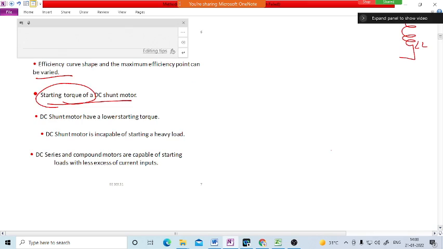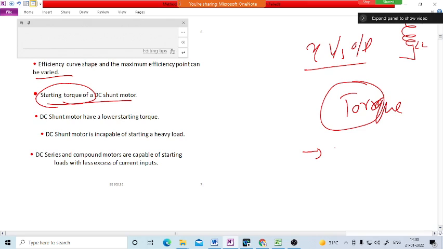So depending upon the torque, the efficiency versus output power and torque characteristics will vary. The efficiency versus output curves will vary because of the torque. The starting torque of the DC shunt motor is different and that of the DC series motor is different. So we need to control that.